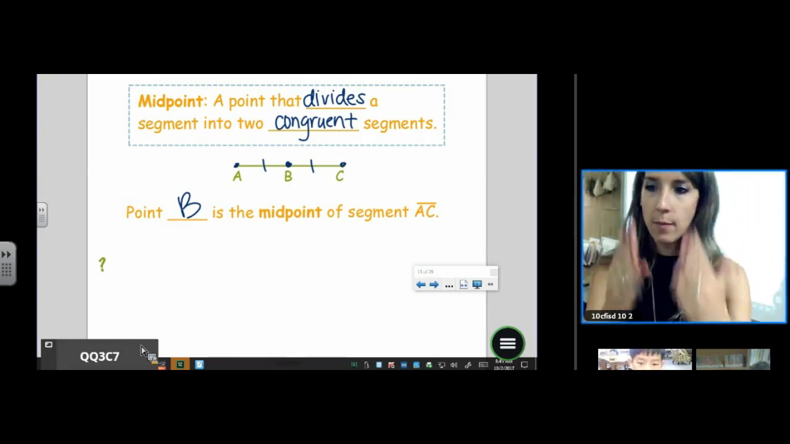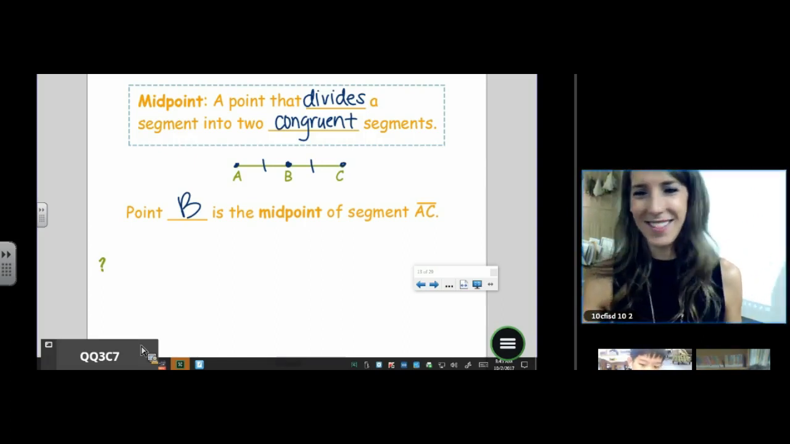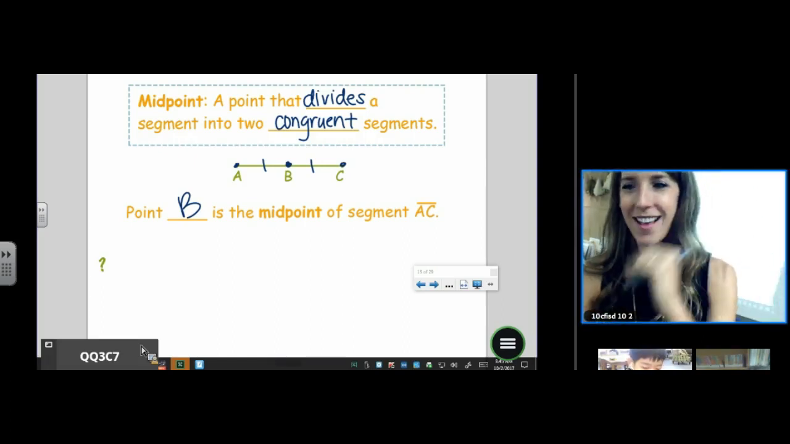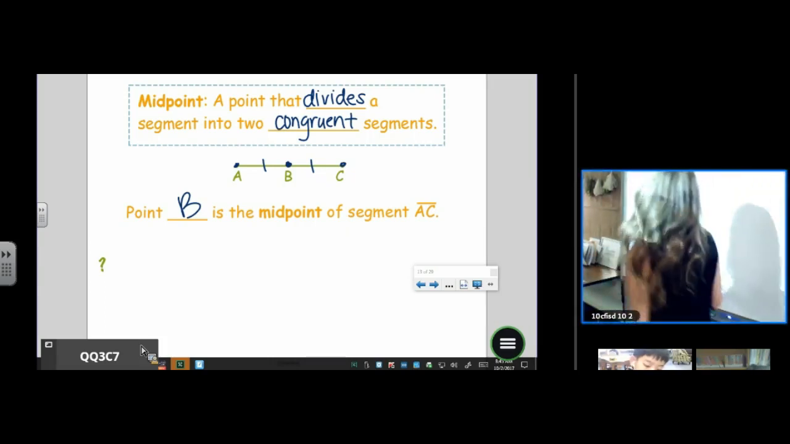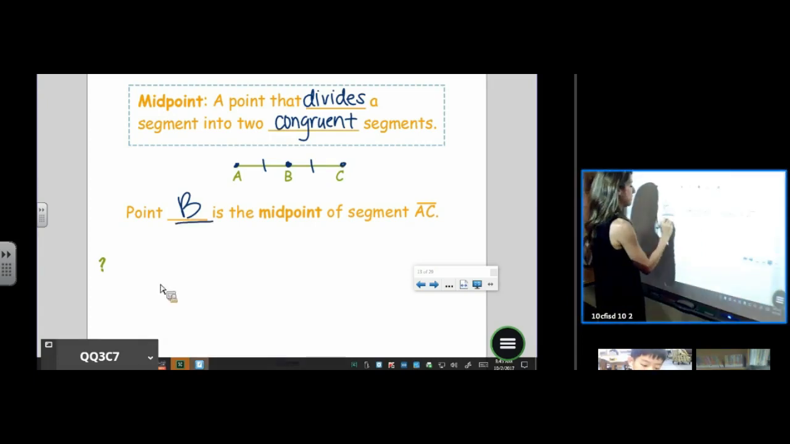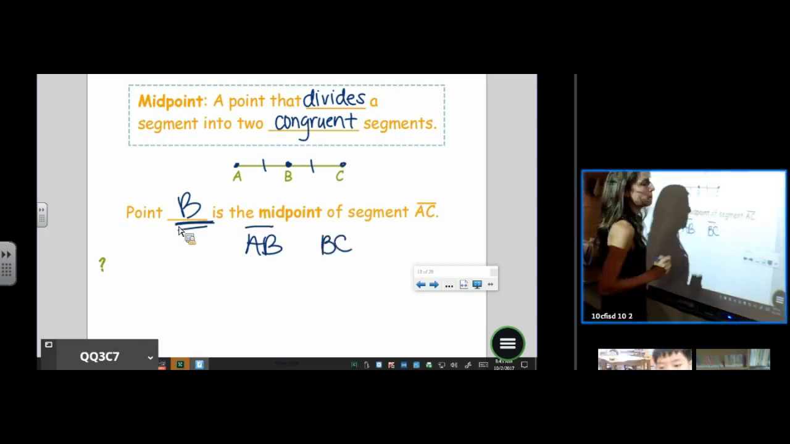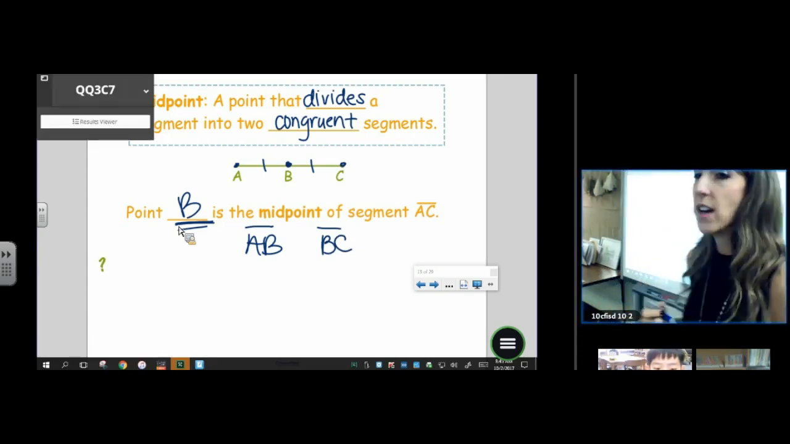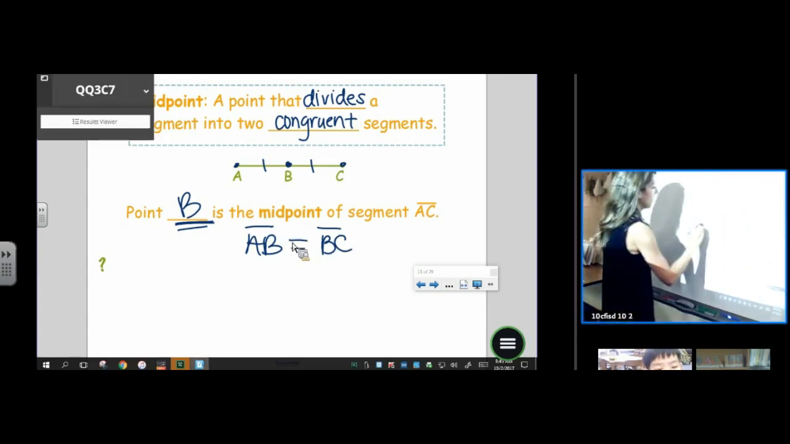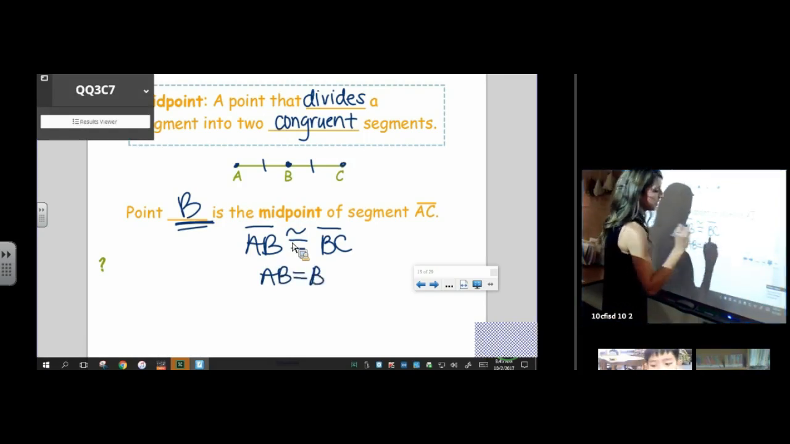Once the tick marks are there, B received his promotion. Congratulations, you get a pay raise, B. Just kidding. You are now the middle of segment AC. Once B gets his promotion, he's the midpoint, what's true about segment AB and segment BC? What symbol goes there? Very good. Congruent goes there.